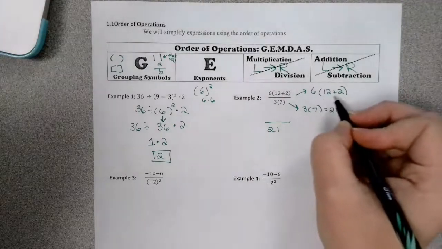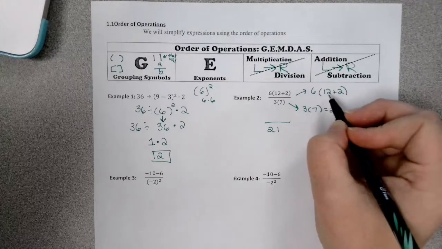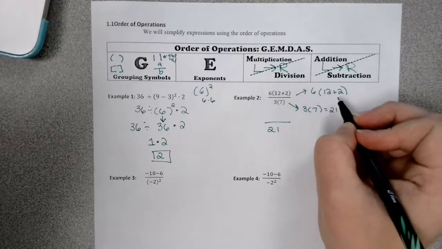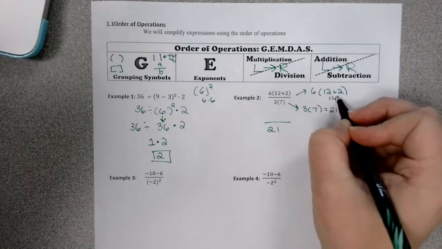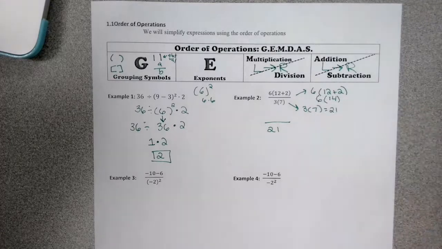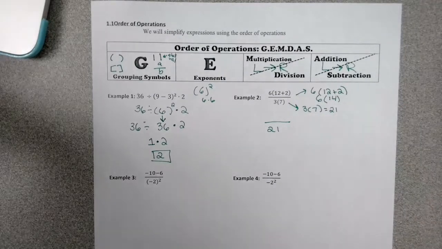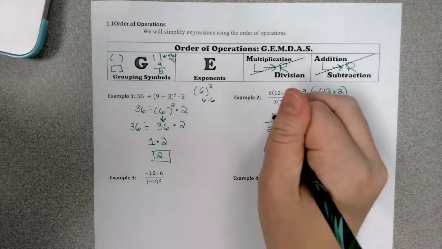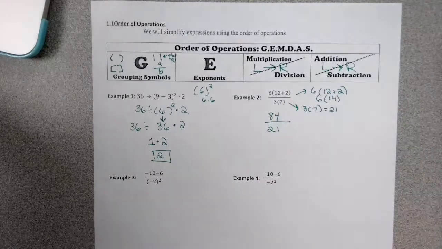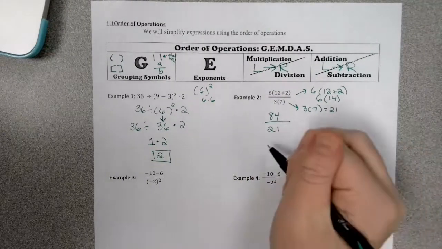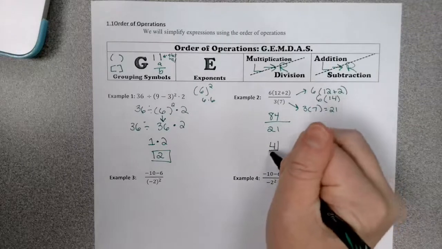When I look at the top here, I have grouping symbols of parentheses. 12 plus 2 is 14. And then 6 times 14 is 84. And now 84 divided by 21, because a fraction bar is just division, is 4.